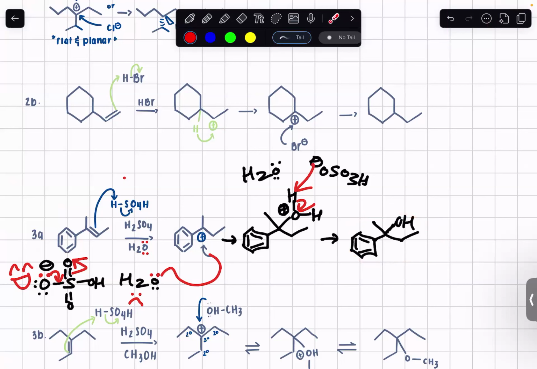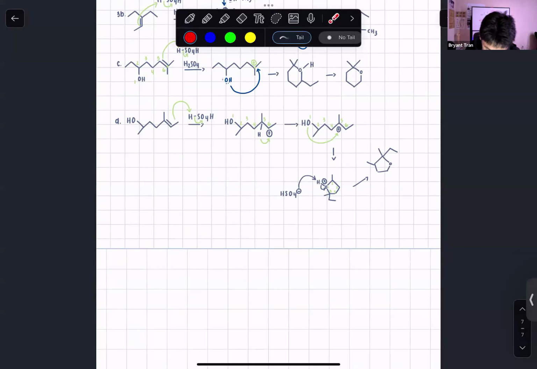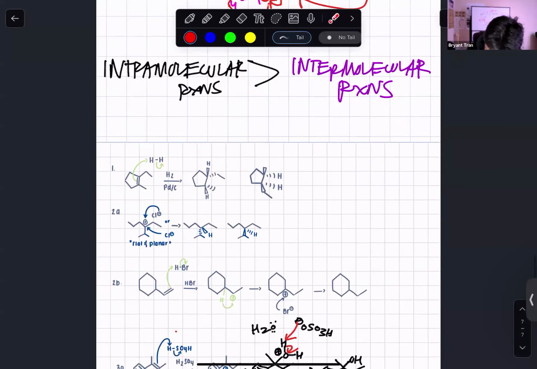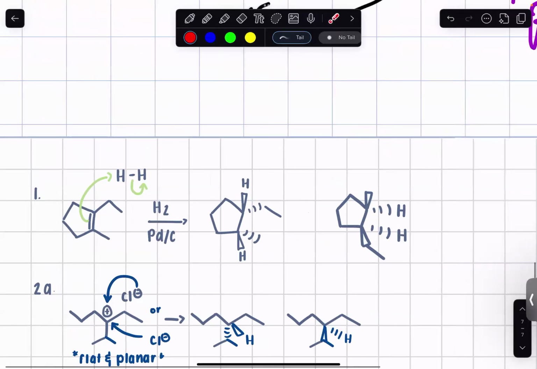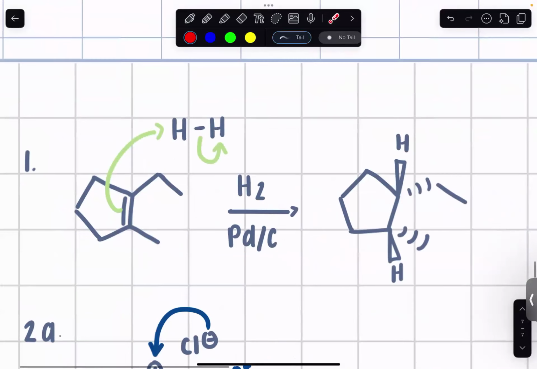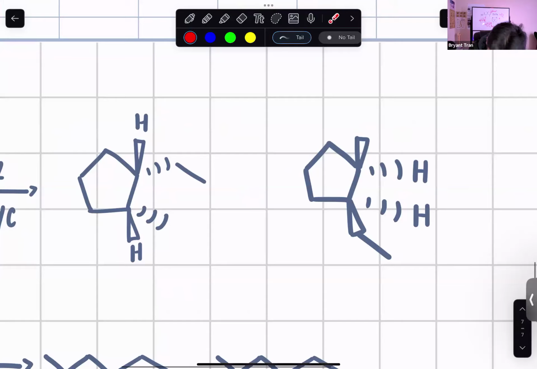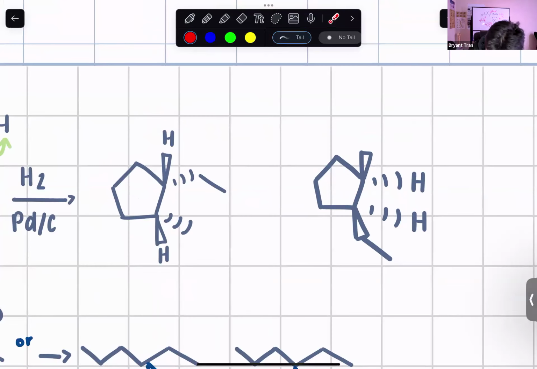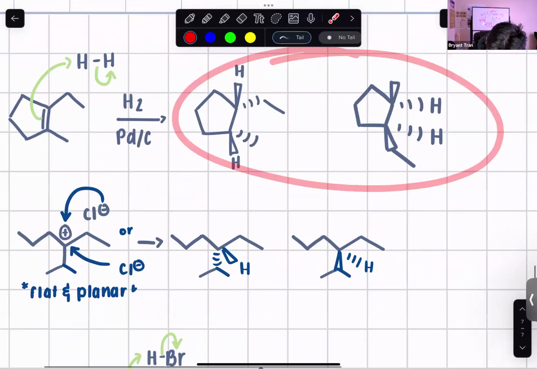And then the rest of them I actually did complete. Let me check it. H2 PDC syn addition. Oh yes, and you included the other version as well, the enantiomer. That's good.